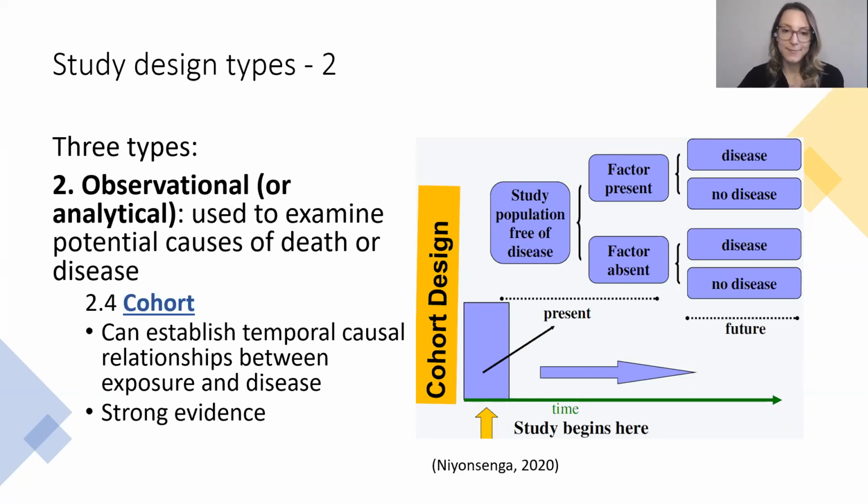As you can imagine, these are particularly useful to get strong evidence that a relationship exists between some exposure and some disease. But because they take so long to do, they can be really expensive, and you sometimes have to wait a really, really long time for any sort of relationship or cause to emerge in these studies. So that's why we don't see a bunch of cohorts around.